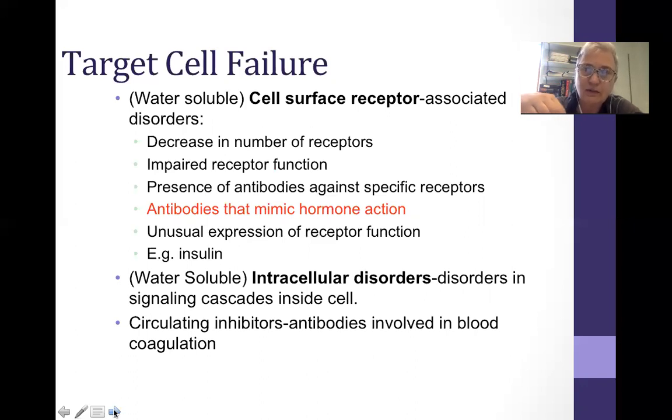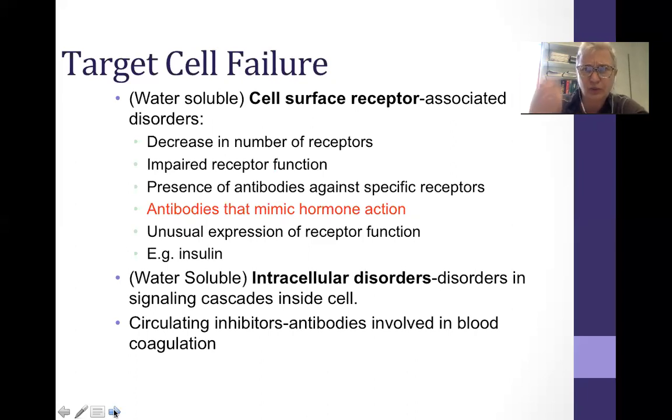There can be a mechanism disruption inside the cell. That's what that's getting at. Those are both associated with water-soluble hormones and their receptors. We could also have other inhibitors, antibodies in blood coagulation, other, like I said earlier, antibodies that are interfering with target cell function.